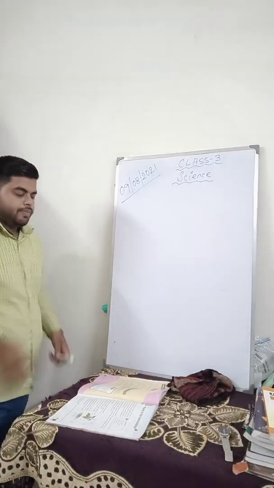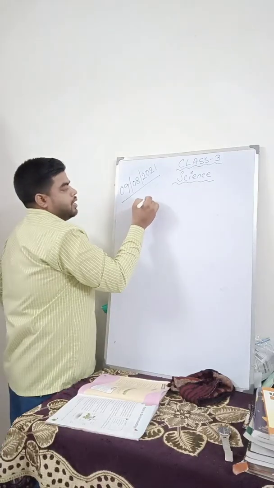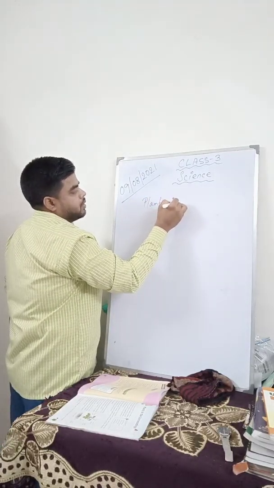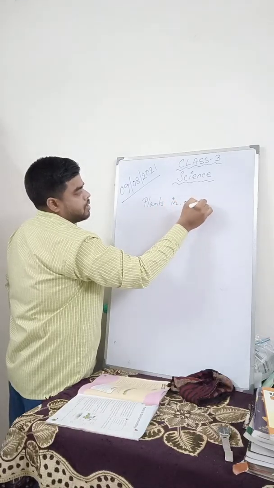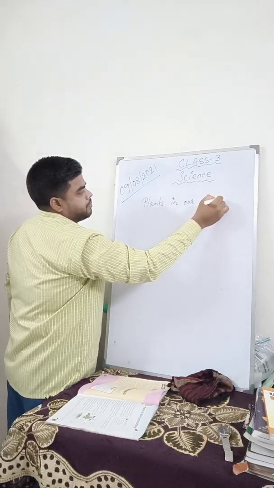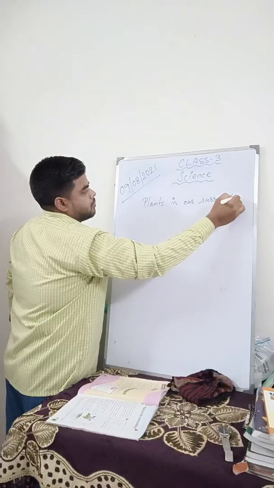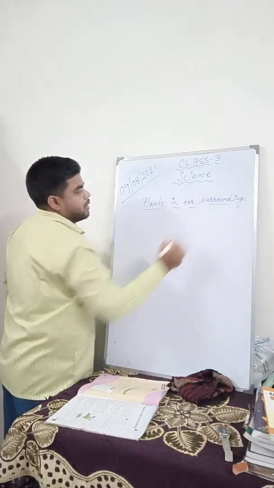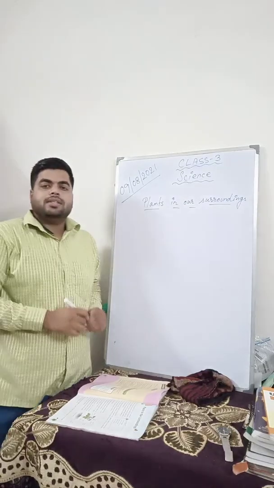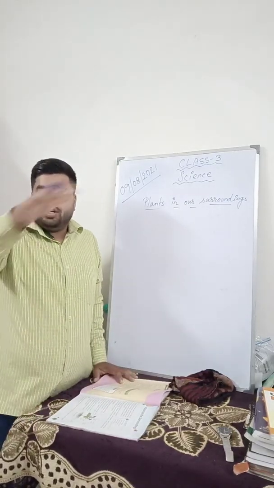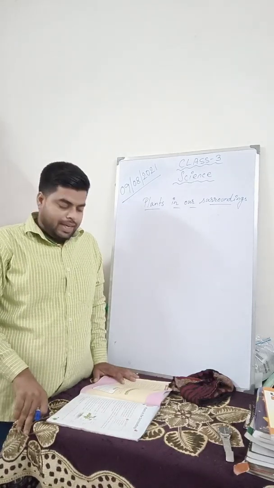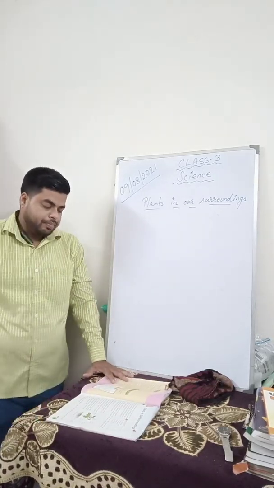Good morning, students. This video is for class 3 science, and today we will start a new chapter, that is Plants in Our Surroundings. That means the trees and the plants that you can see in your locality, in the area where you live, where you stay.